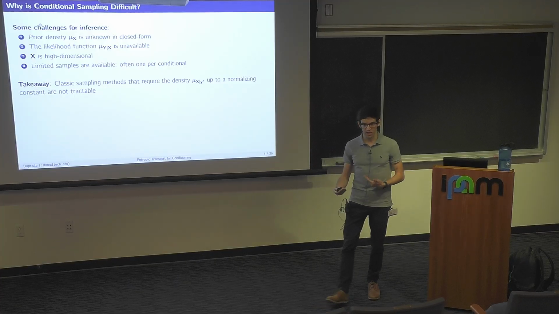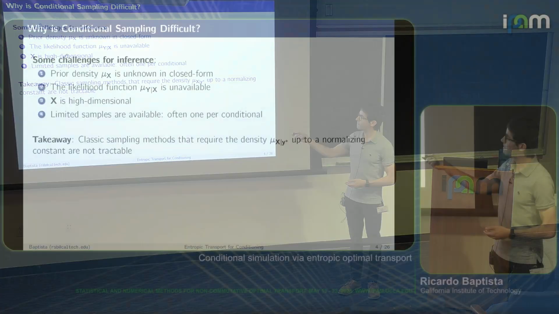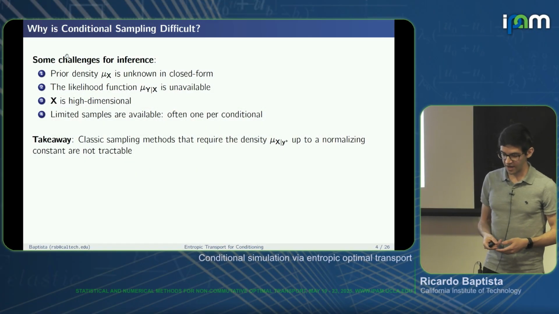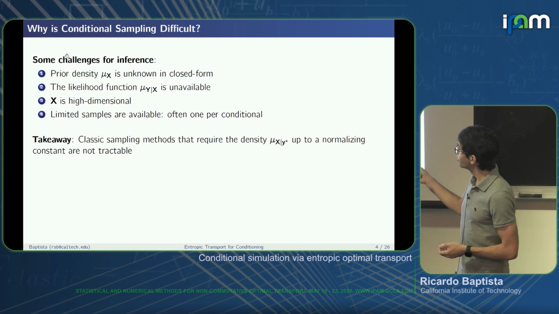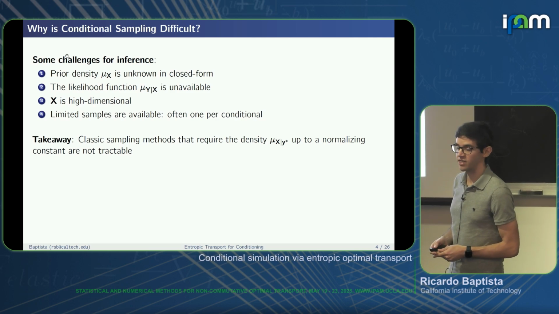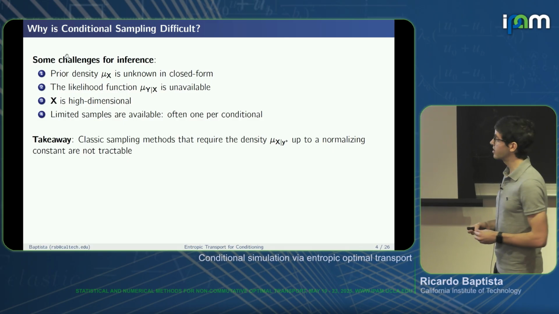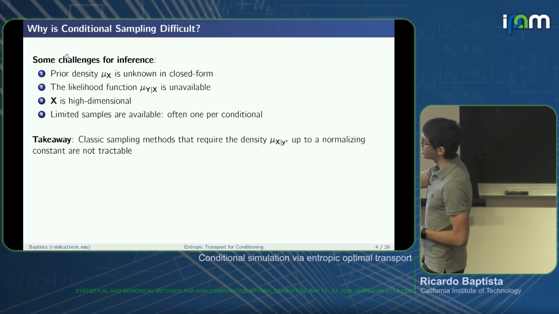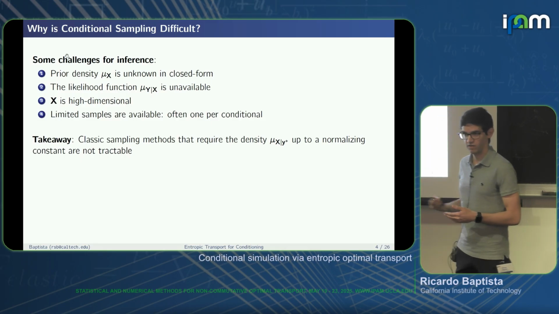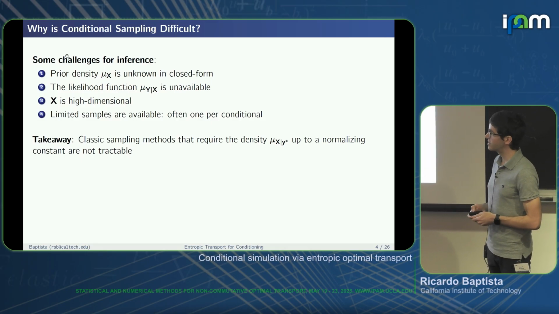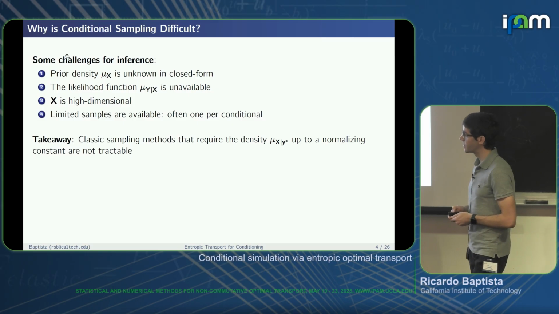the density for the state given the observation, and use the fact that you can evaluate this density up to a normalizing constant. These traditional Markov chain Monte Carlo algorithms are not really tractable in a lot of practical settings, for both solving inverse problems and these data science applications.